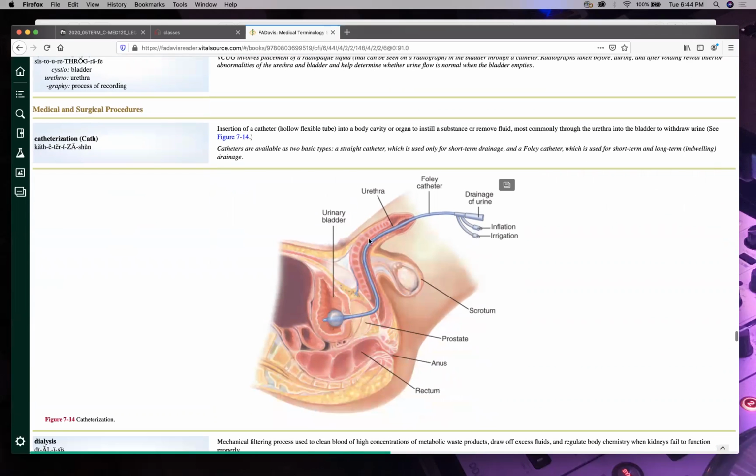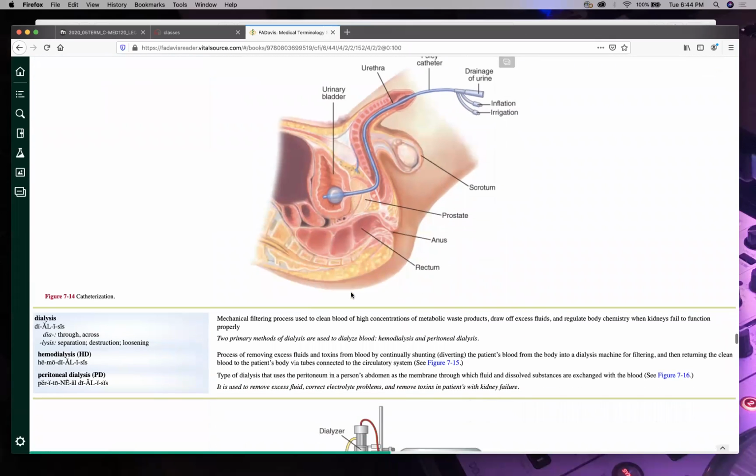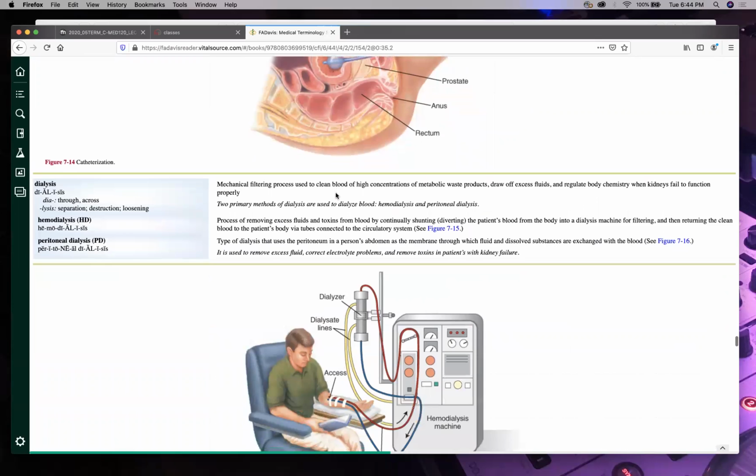Here's a catheter, of course, right? And then the little balloon, you inflate this to keep it in there. Also known as an indwelling catheter. Again, this has to be swapped out regularly because, again, it's a point source of infection.